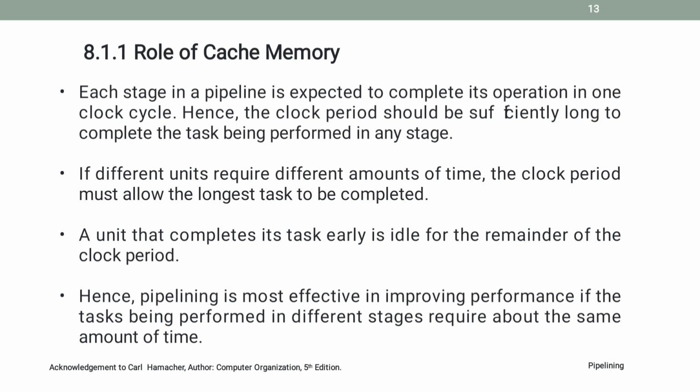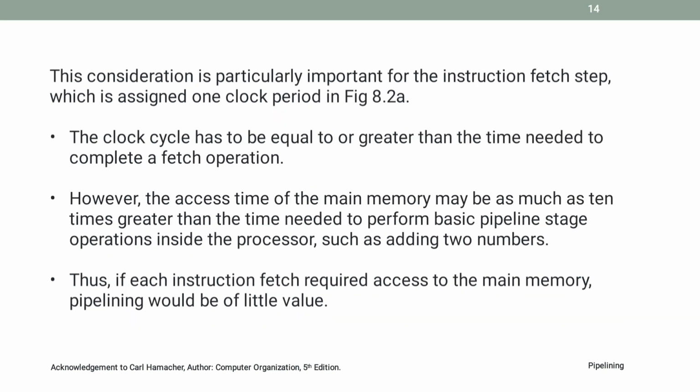Means if the clock period is small, it may not be enough to complete the task in a stage, or if it is long, a fast acting unit may go idle. Hence pipelining is most effective in improving performance if the tasks performed in different stages require about the same amount of time. This consideration is particularly important for the instruction fetch step.